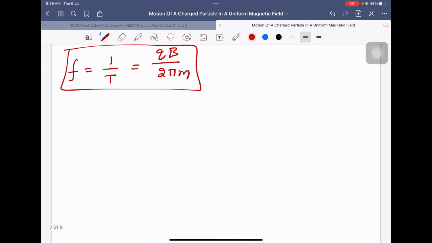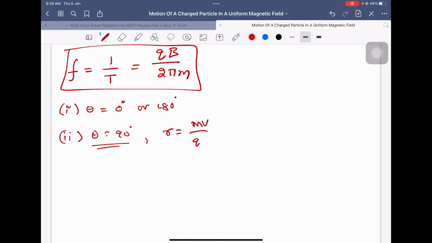So first case was if theta is 0 degree or 180 degree, what happened we saw. Then if theta is equal to 90 degree, what happens, that also we saw. We calculated the equation of radius, we calculated the equation of time period. Time period is equal to 2 pi m by qB.